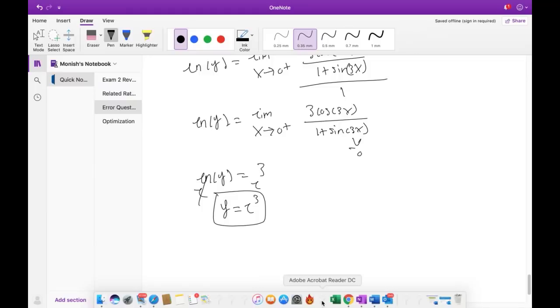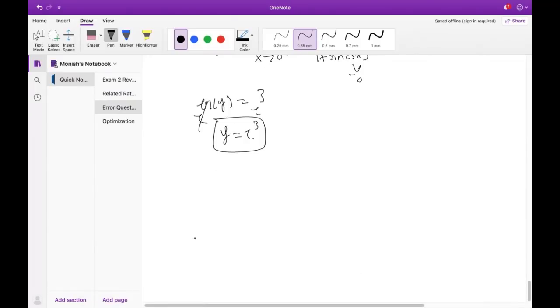Does anybody have any questions on how I solved that problem? Okay, so I think that's all for L'Hopital. See what's left. I have just optimization and then antiderivatives left to go over. All right, and we're good on time. Okay, so topic 13.